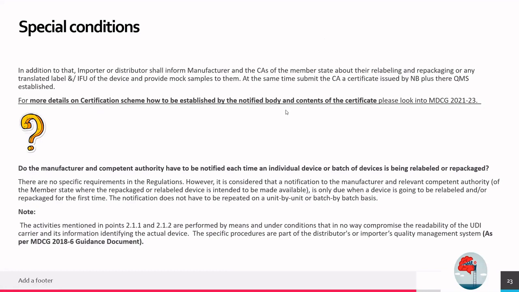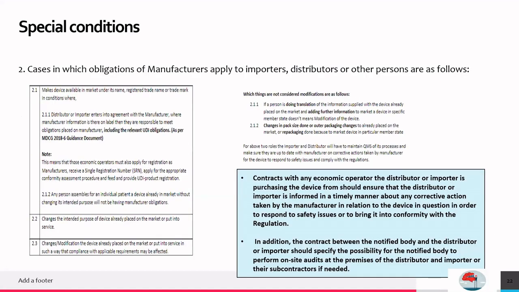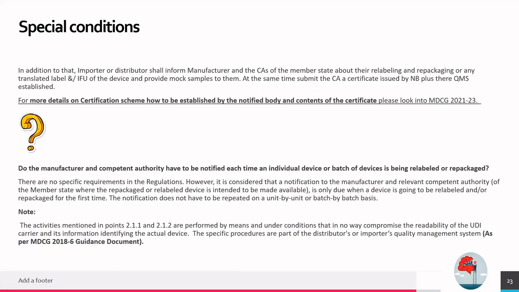So in addition, the importer or distributor shall inform the manufacturer and the competent authorities of the member state about their relabeling and repackaging or any other translated label or IFU of the device, and provide mock samples to them. At the same time, they submit to the competent authority a certificate issued by a notified body plus their established QMS. If they are doing these two functions, they have to follow this.